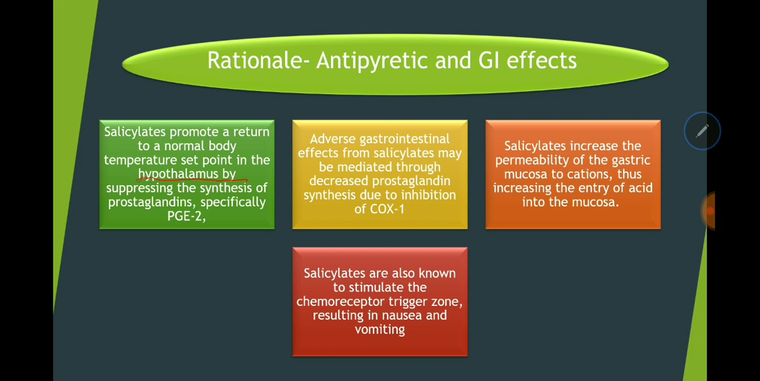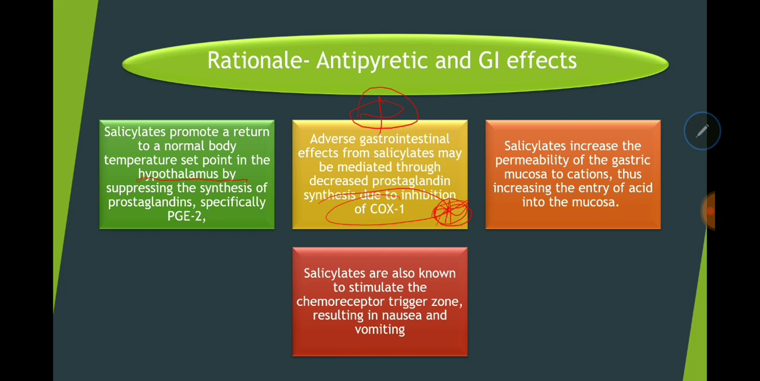The adverse effects, this is very important, okay, the adverse effects from salicylates may be mediated through the decreased prostaglandin synthesis due to inhibition of COX-1, all right? So COX-1 is the main actor here, okay? And salicylates increase the permeability of gastric mucosa to cations. Cations are positive ions, all right? Therefore, it increases the entry of the acid, okay? What's the acid in the stomach? Hydrochloric acid, all right? So it increases the permeability of the mucosa to hydrochloric acid.